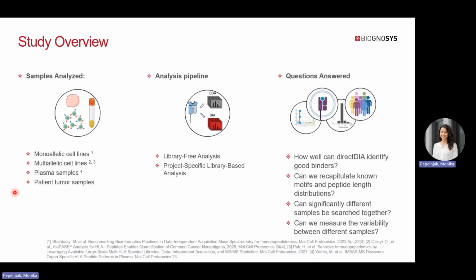With this, we wanted to check whether directDIA can identify good binders, whether we can recapitulate known motifs and peptide length distributions, whether significantly different samples can all be searched together, and whether we can measure the variability between different samples directly.